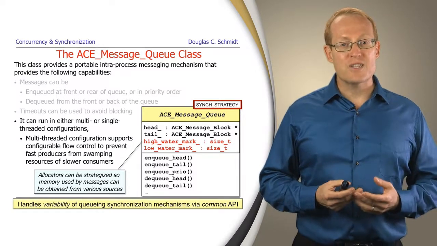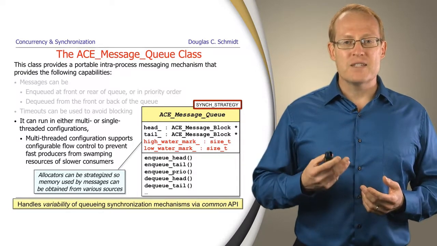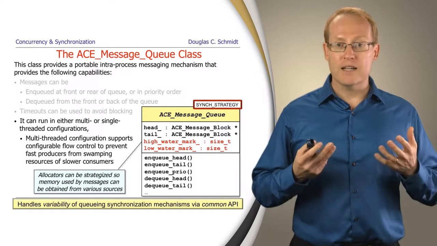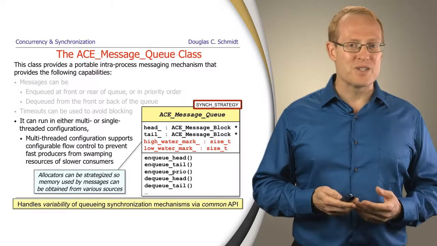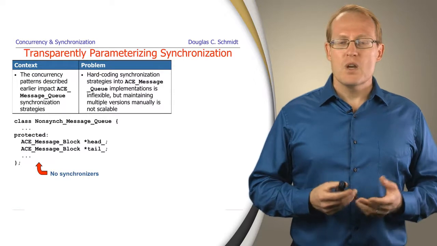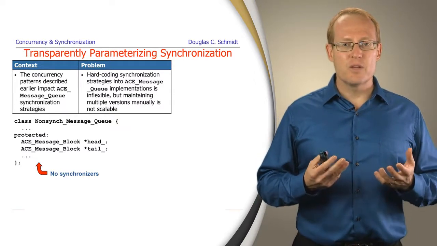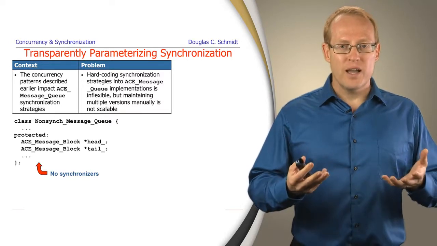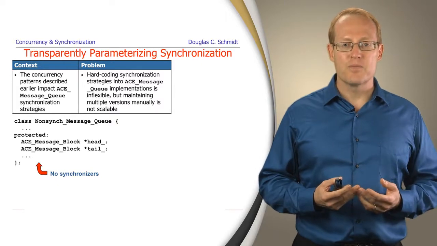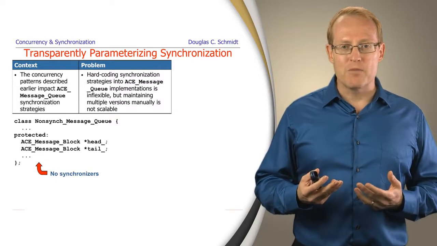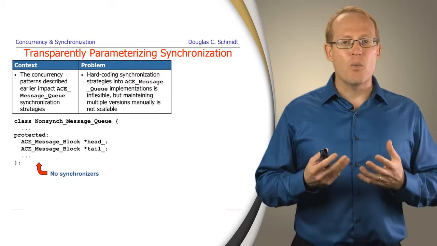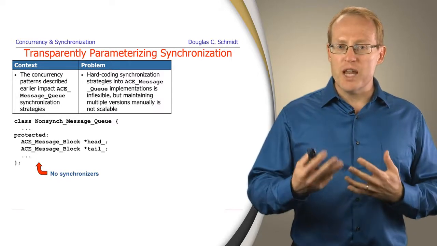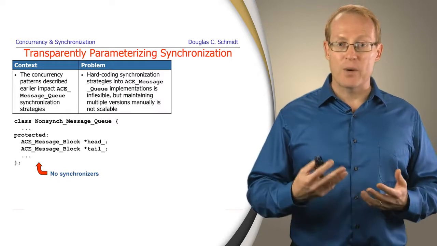What this particular class does from a commonality and variability point of view is it handles the variability of queuing and synchronization mechanisms of queuing behind a common interface. And we'll talk about why we do this as we go throughout this part of the module. So let's first start talking about this notion of being able to transparently parameterize synchronization into a class like ACE message queue. The various concurrency patterns we've talked about before give you a hint here that you might want to keep certain components fixed with respect to their functional behavior, but be able to change their synchronization strategies depending on how it is they're being used.